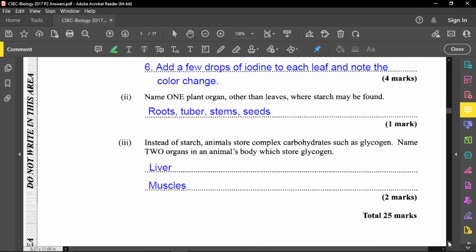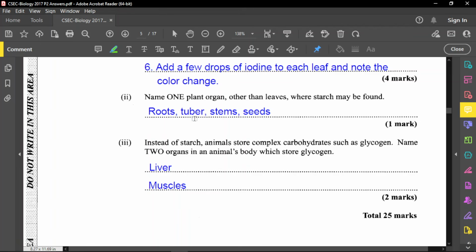All right, so for part 2, it said, name one plant organ other than leaves where starch may be found. And starch can be found in almost all parts of the plant, to be honest with you. But of course, some parts will have more starch than others. And so you may find starch in the roots. Some plants' roots have more starch than others, such as cassava. You may find starch in tubers, like potato tuber and so on.